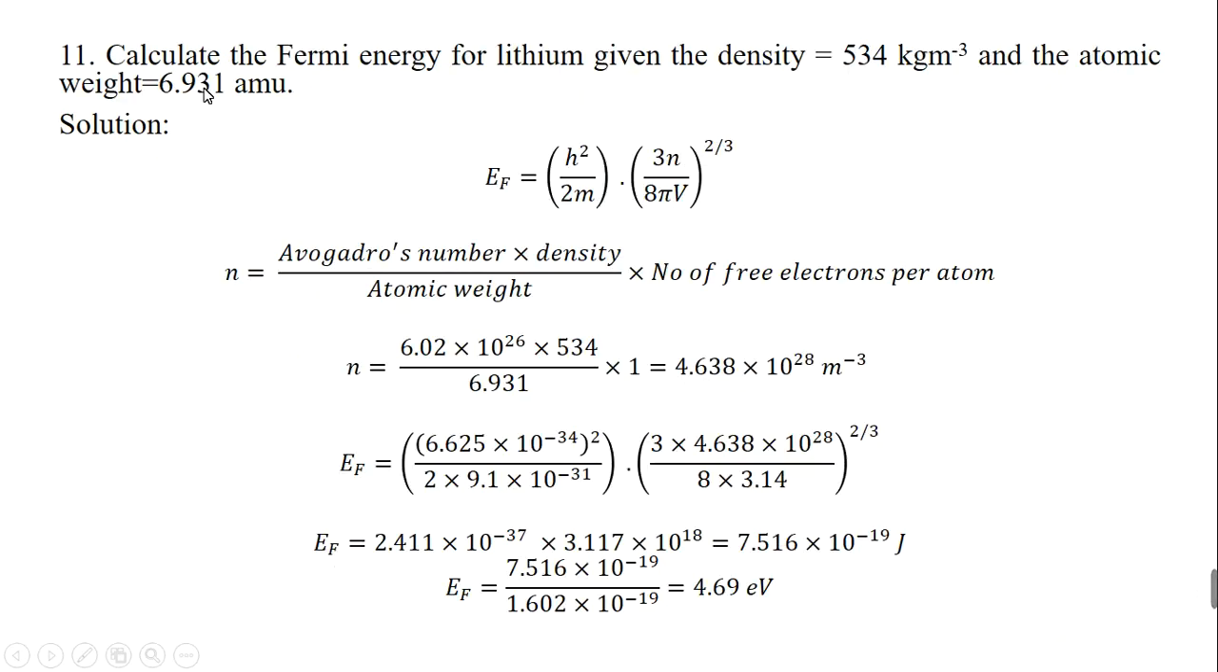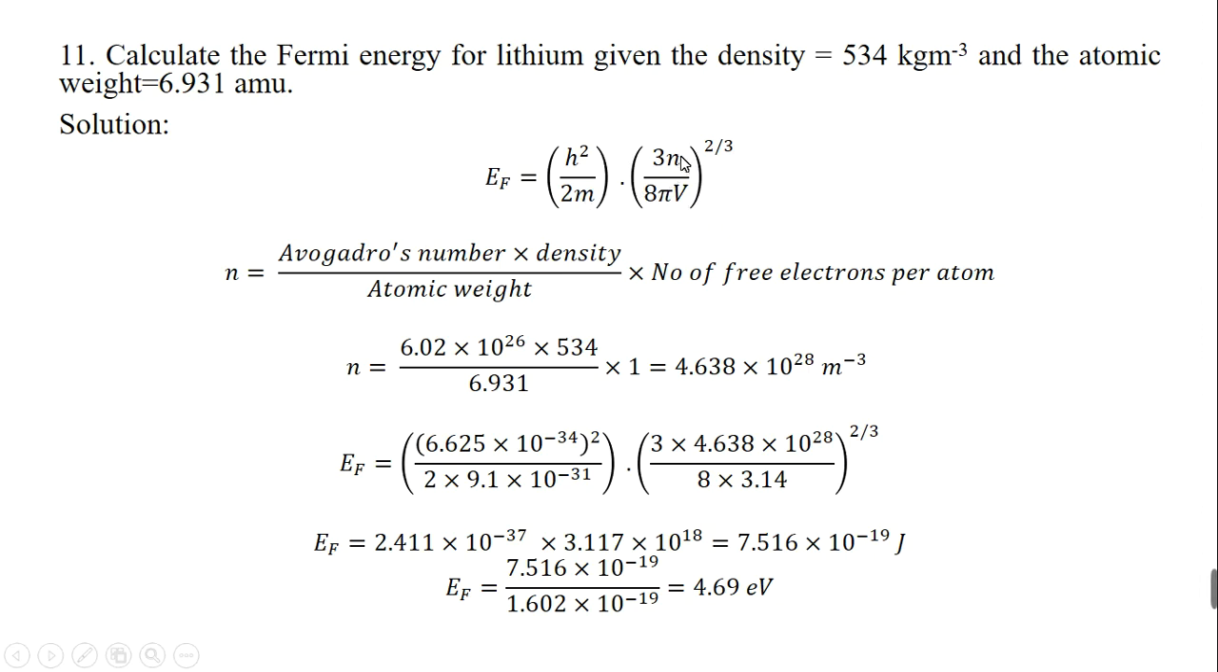Next, a similar type: calculate the Fermi energy of lithium given the density 534 kg per meter cube and atomic weight 6.931 atomic units. So what is to be determined here? The Fermi energy of lithium is to be determined. The Fermi energy formula is h square divided by 2m into 3n divided by 8 pi v to the power 2 by 3.